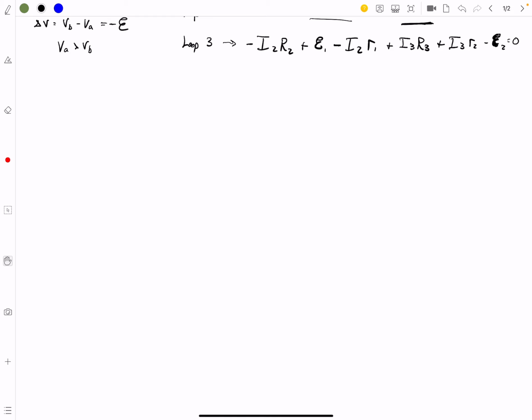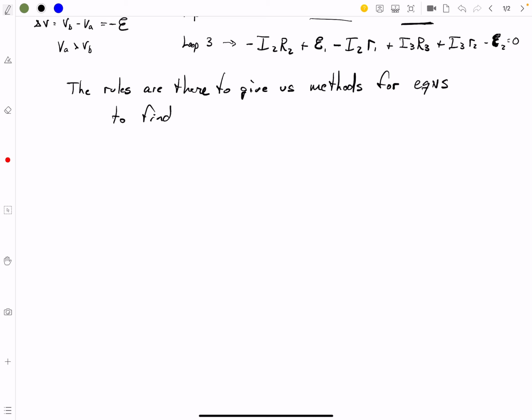So why are we doing it? Okay, you kind of already get it. They're purely there. The rules are there to give us methods for equations to find unknowns in circuits.